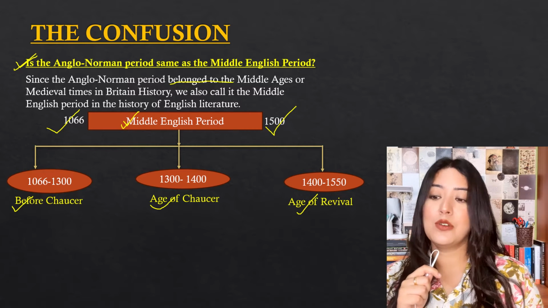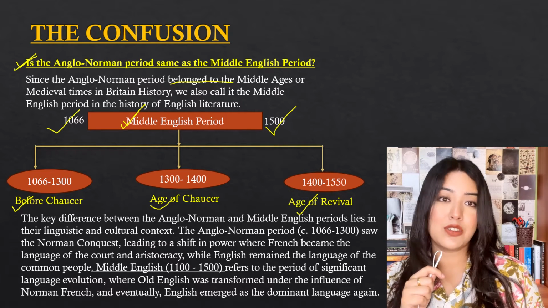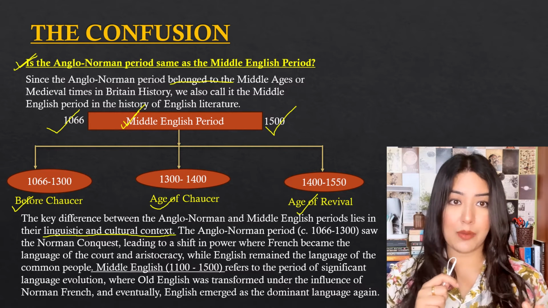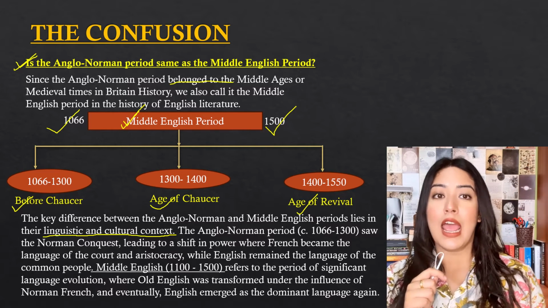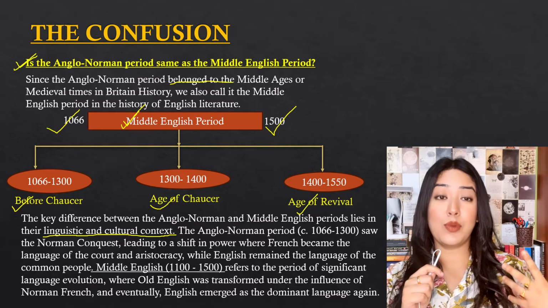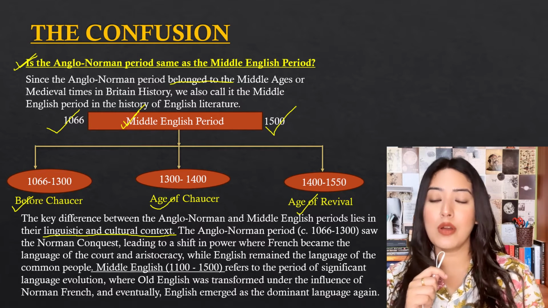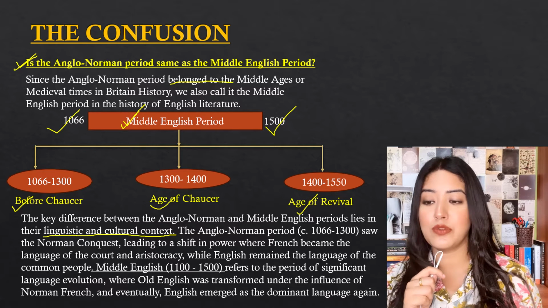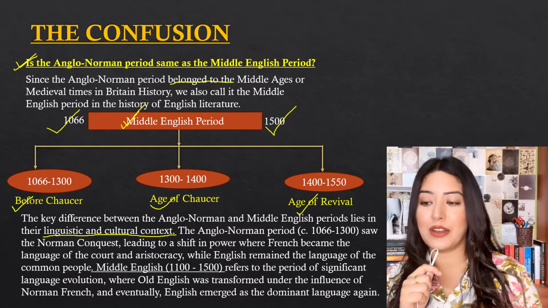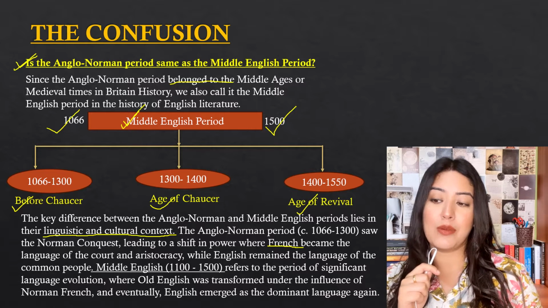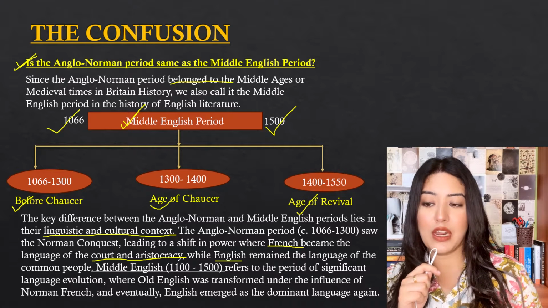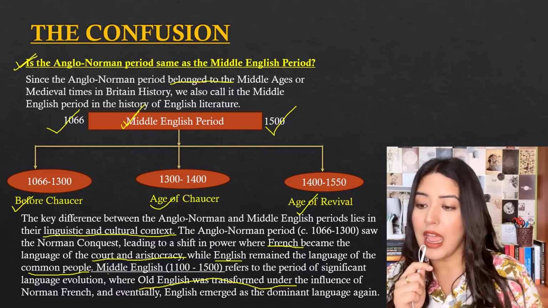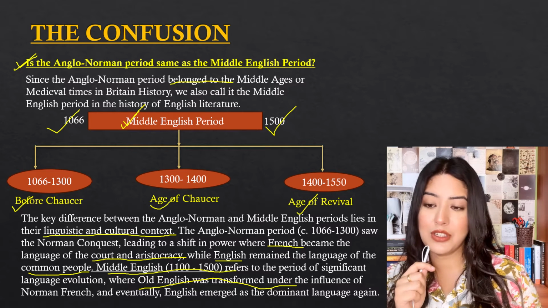Now the key difference between the Anglo-Norman and Middle English periods lies in their linguistic and cultural context. Like I said, linguistically, because of the way the English language evolved, it is referred to as the Middle English period. And culturally, because of the French influence, the Norman way of life making its way into England, we refer to it as the Anglo-Norman period. The Anglo-Norman period, after the Norman conquest, led to a shift in power, where French became the language of the court and the aristocracy, while English remained the language of the common people. Middle English, that is the 1100s to 1500s, refers to the period of significant language evolution, where Old English was transformed under the influence of Norman French, and eventually English emerged as the dominant language again.